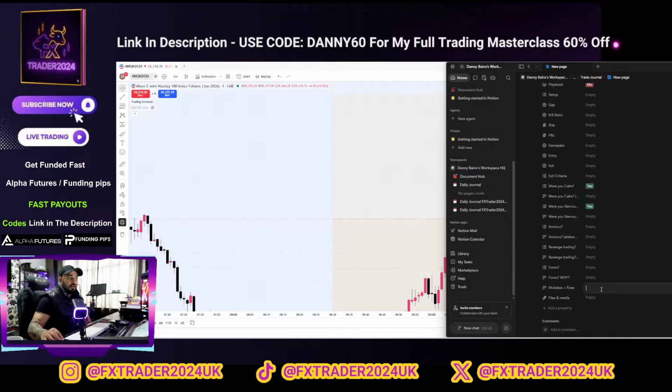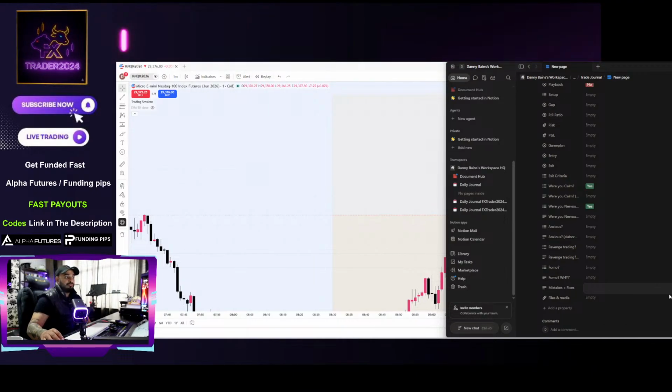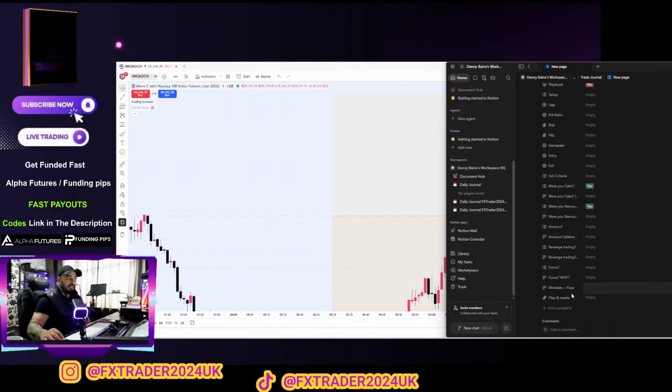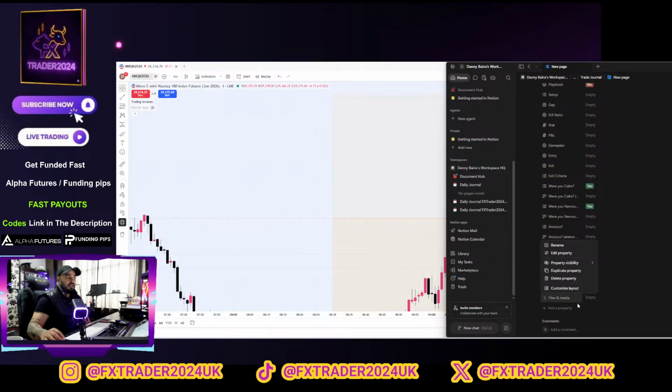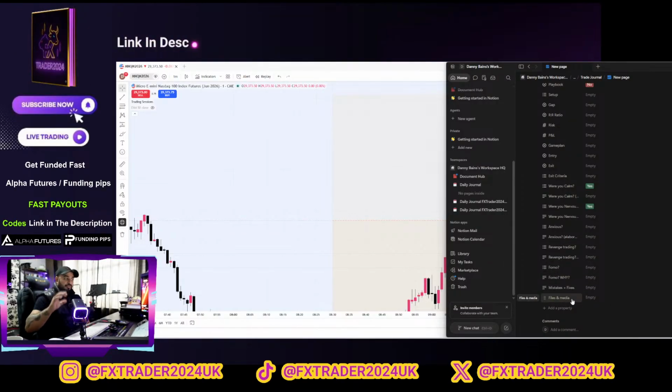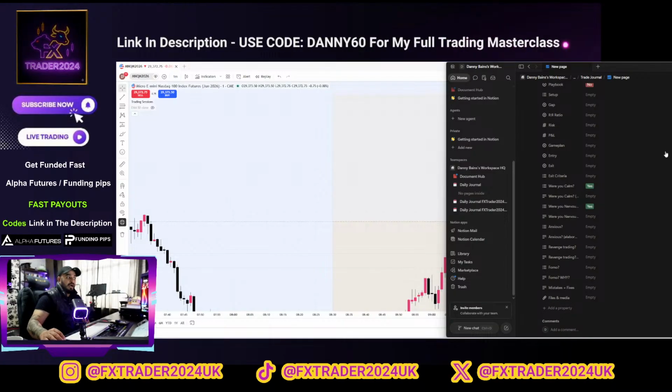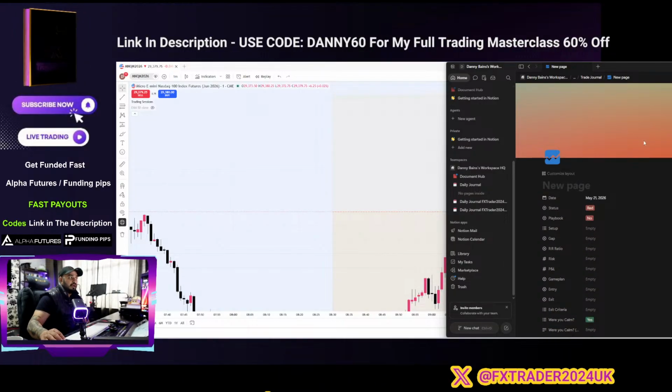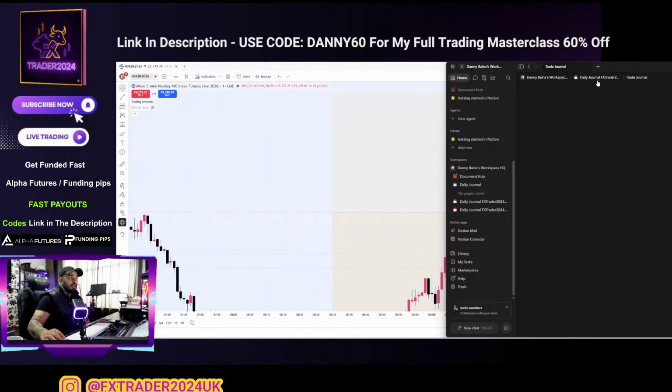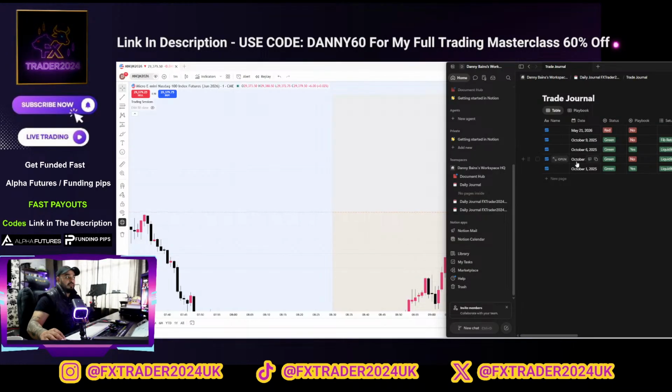Mistakes and fixes: what mistake did you make today, what will you do to not make that mistake again, and what will you do to fix that mistake. You can write that there. And then you've got files and media, where you can take a screenshot of your trade with notes on the screenshot and upload it, and it all saves into here, and then it drops into here like that.